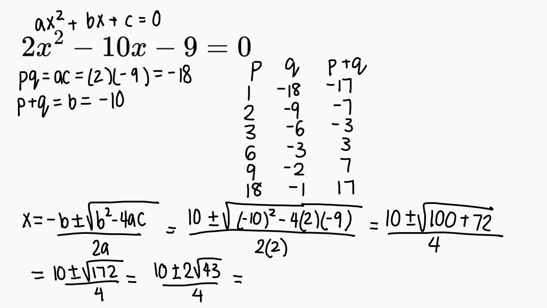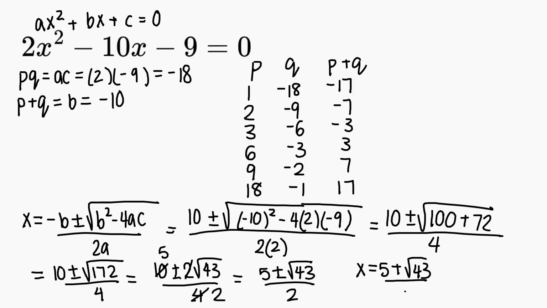If we divide everything by 2 here, we can get 5 plus or minus the square root of 43 divided by 2. So we know that one of the x's is 5 plus the square root of 43 divided by 2. And the other one is 5 minus the square root of 43 divided by 2.